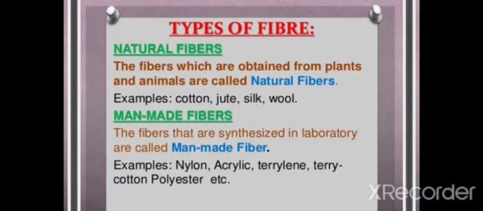The fibers which are obtained from plants as well as animals are called natural fibers. They include cotton, jute, silk, wool. Cotton and jute are fibers obtained from plants. Silk and wool are obtained from animals.